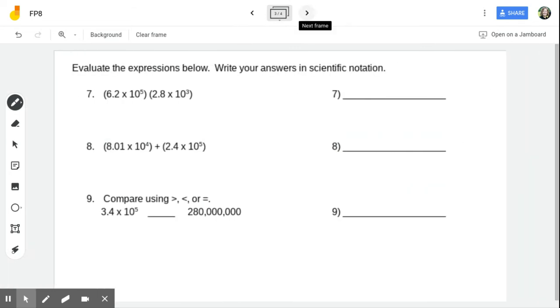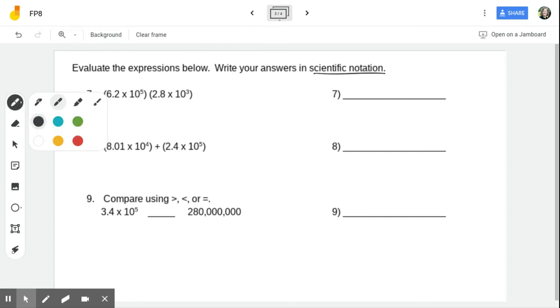Evaluate the expressions below. Write your answer in scientific notation. Okay, we haven't learned this yet, so this is going to be important. What are we doing with these two numbers here? So we've got this number and we got this number. They're right next to each other, so that means we're multiplying them. So this is like this rule right here.